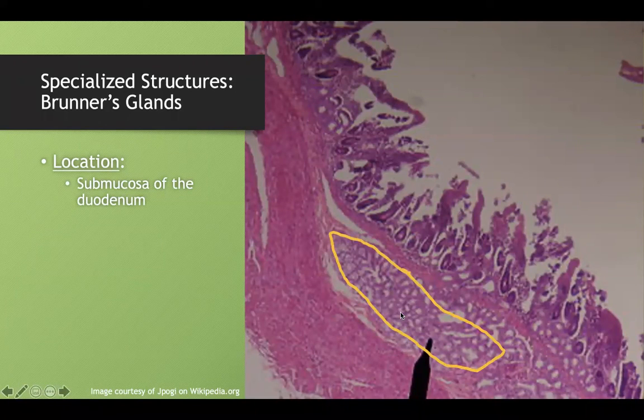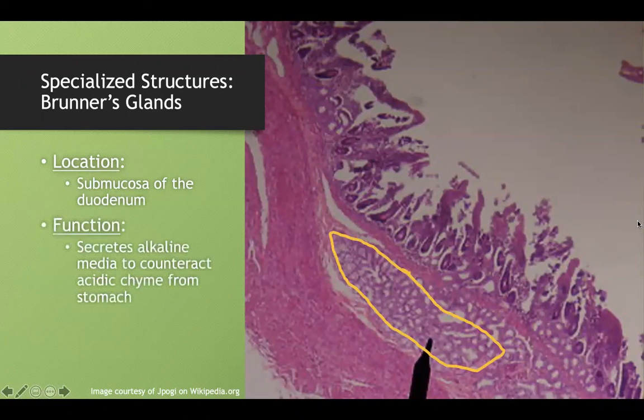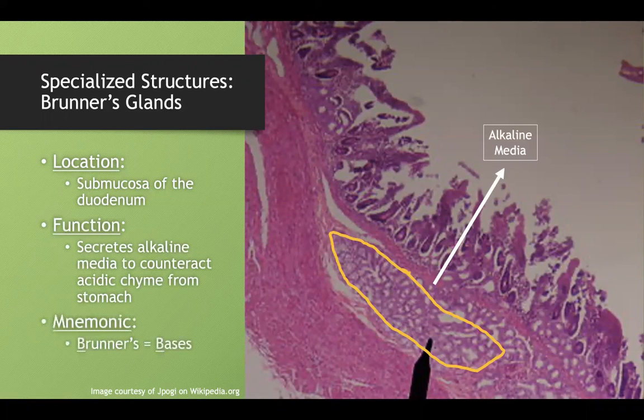And so here are some Brunner's glands located in the submucosa of the duodenum, and their function is to secrete alkaline media to, again, counteract acidic chyme from the stomach. And so when I think of Brunner's glands, I think of the B in Brunner's for the B in base, to remember that Brunner's glands produce a basic media.